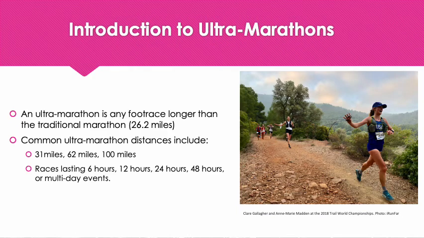Ultramarathons are foot races that last longer than the traditional marathon, which is 26.2 miles. It can be anything greater than a traditional marathon, but the common ones are 31 miles, 62 miles, 100 miles, and then races based on time. So 6 hours, 12 hours, 24 hours, 48 hours, or even multi day events.